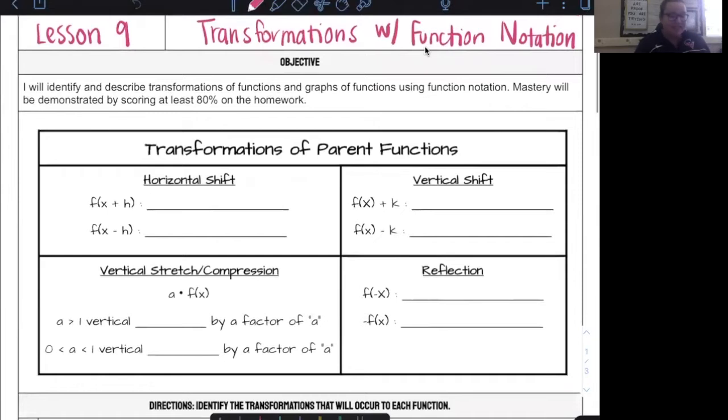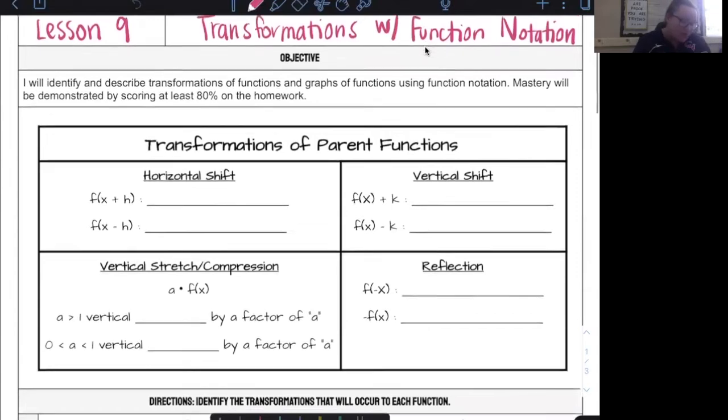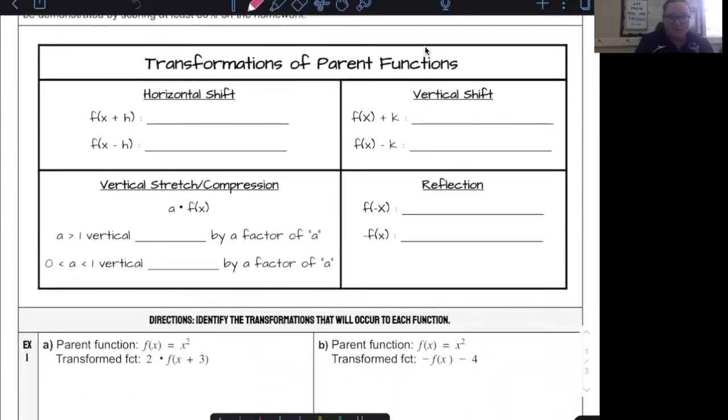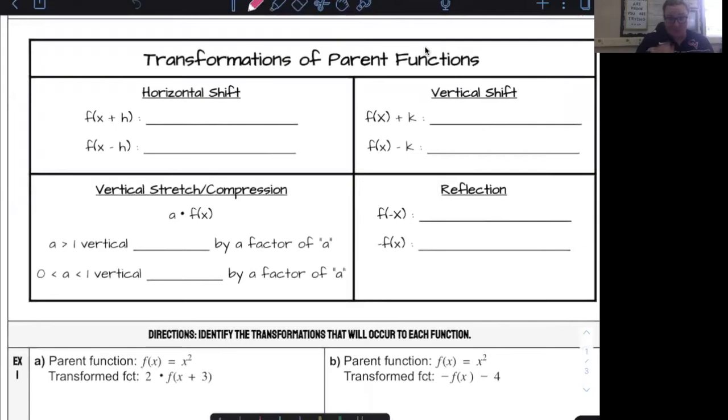So our objective today is I will identify and describe transformations of functions and graphs of functions using function notation. So this first part of our table here, transformations of parent functions. This is just our little cheat sheet. This thing is going to help us describe and recognize the different transformations that occur with our functions.